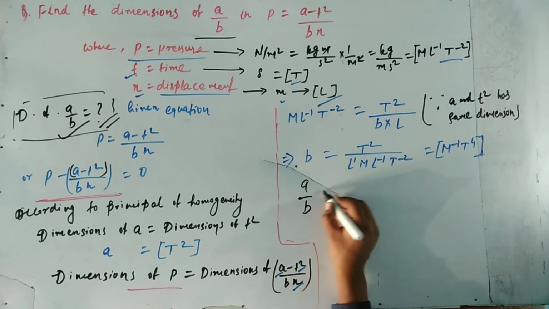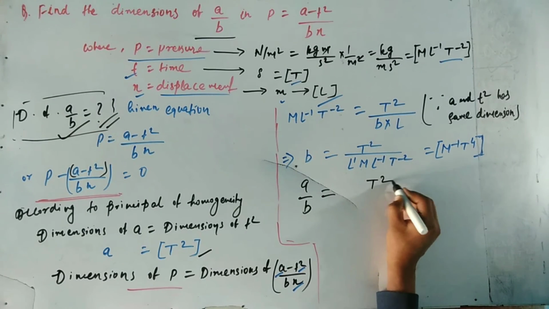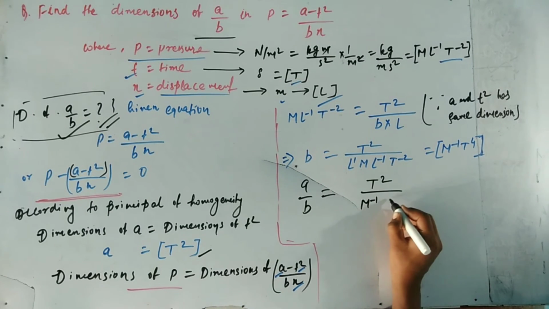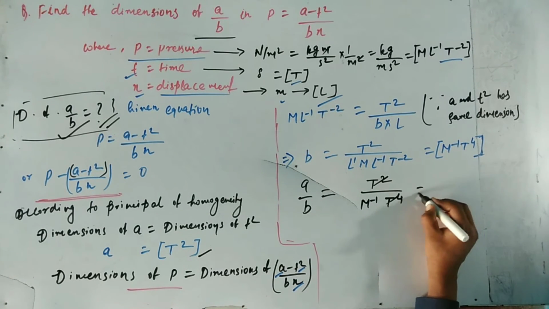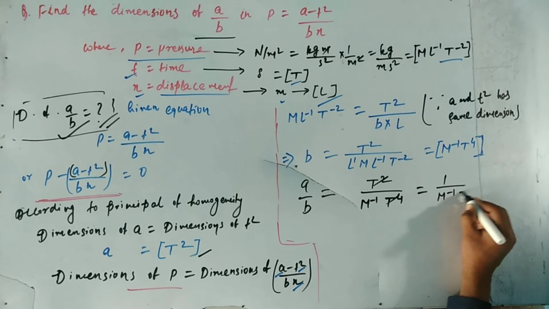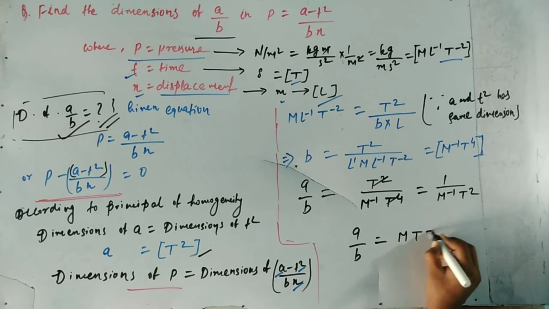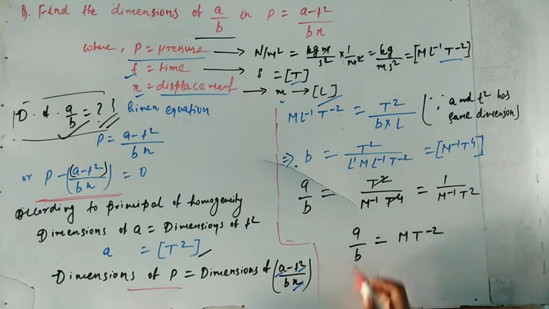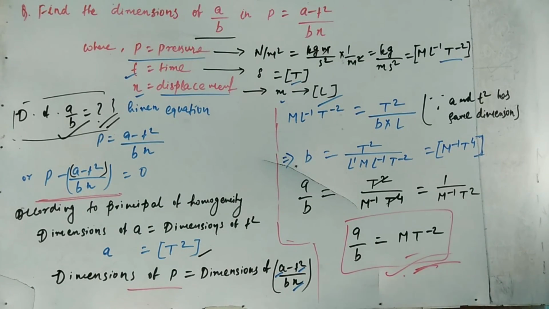The question asks for the dimensions of a by b. So now we'll find the dimensions of a by b. It will be T power 2 by M power minus 1 T power 4, which equals 1 by M power minus 1 T power 2. So a by b equals, when it goes up, M T power minus 2. It is the dimensions of a by b which is asked in the question. A by b equals M T power minus 2.